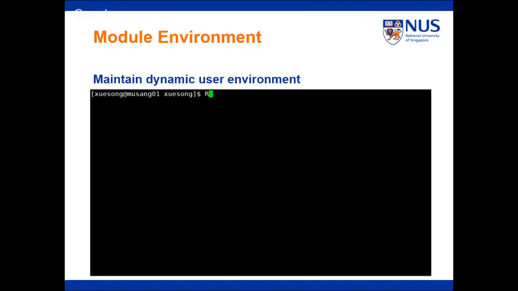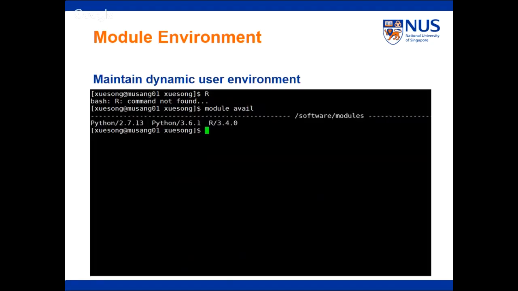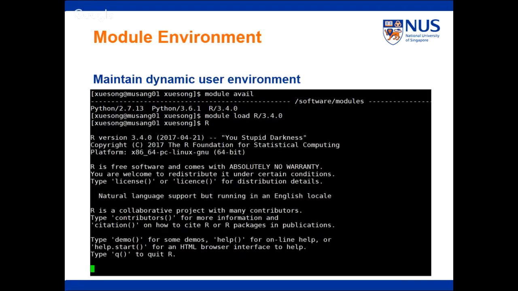So it's very easy. So now there is no R, right? I type module avail to check what kind of software is available currently. And I see these versions of tools. And I load it: module load R/3.4.0. So now I can use R, right? The version is correct.